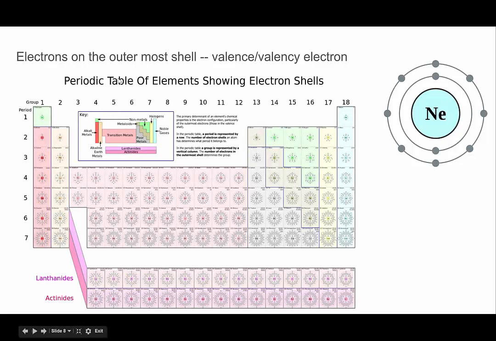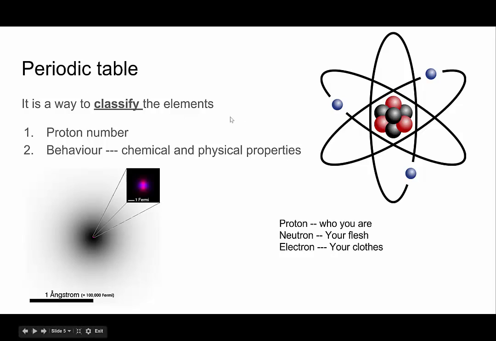So one special thing about the periodic table is that we classify the elements based on their proton number, and the second thing is based on their behavior. Just like us human beings, we react, we behave in certain ways. If we transfer that knowledge to elements, they will behave in different ways too. When we look at it, their chemical and physical properties behave differently.